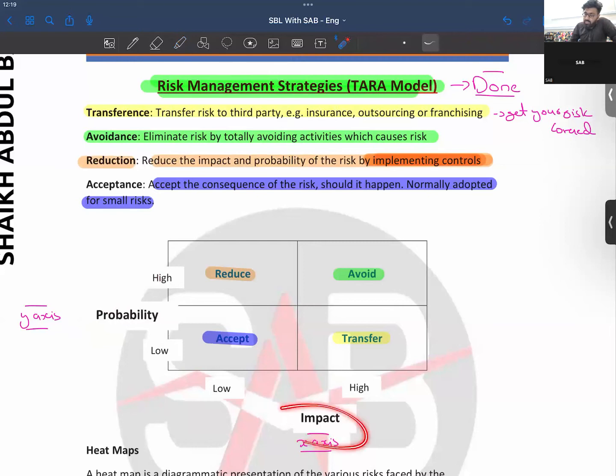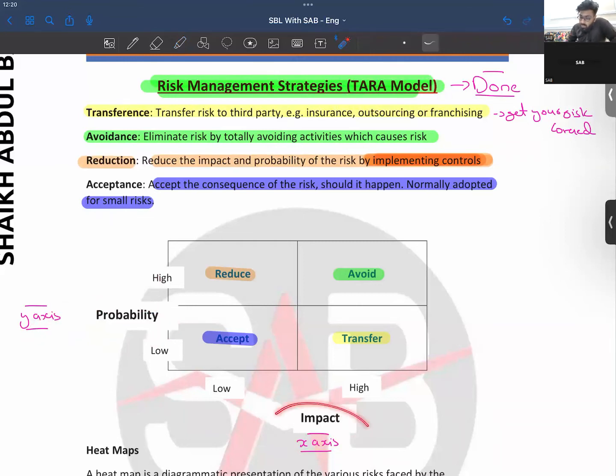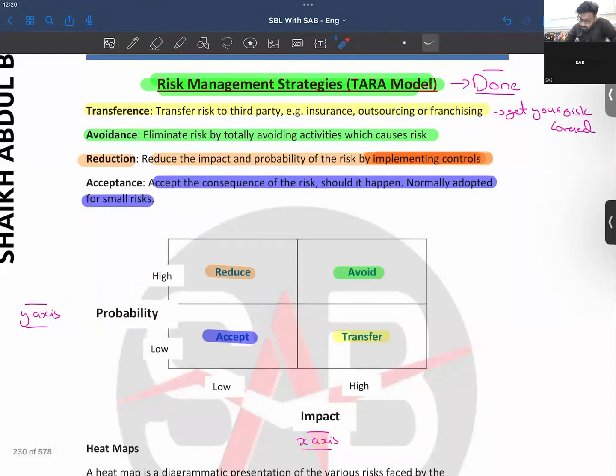You just need to consider the impact and probability. If you're using the TARA framework, you're going to consider the impact and the probability and decide what you're going to do, right?